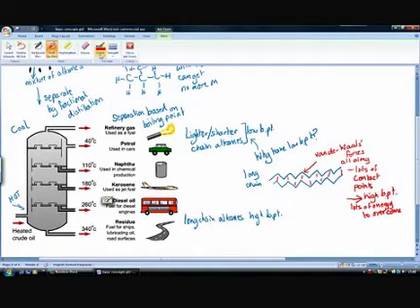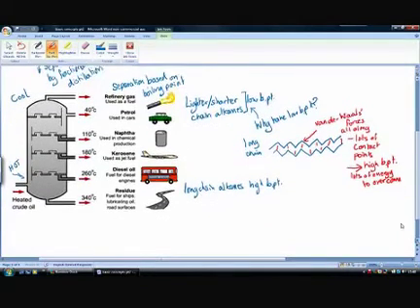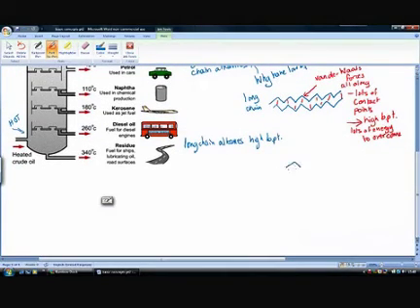And lots of energy is required to overcome those forces. Now, for shorter chain alkanes, there are fewer contact points between molecules. As a result, the intermolecular forces, the van der Waals forces, are weaker, and less energy is required to overcome them, which leads to low boiling points.